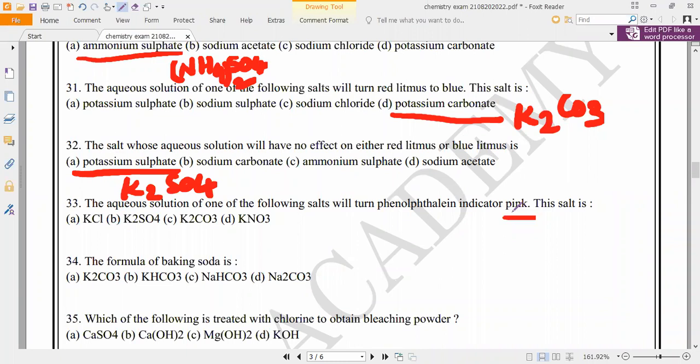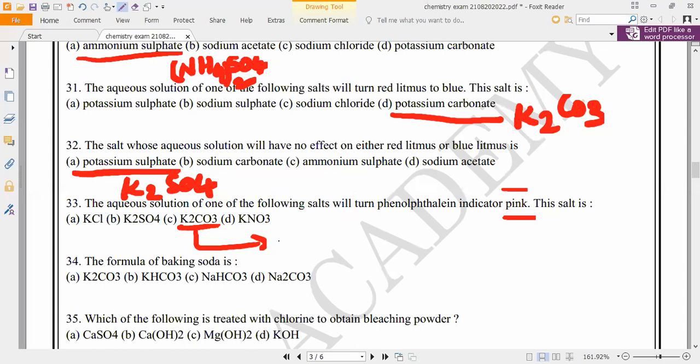Next, the aqueous solution of which one of the following salts will turn phenolphthalein indicator to pink? The salt is basic. Potassium carbonate, K2CO3. Understand? Carbonate is there. Pink. Remember that.